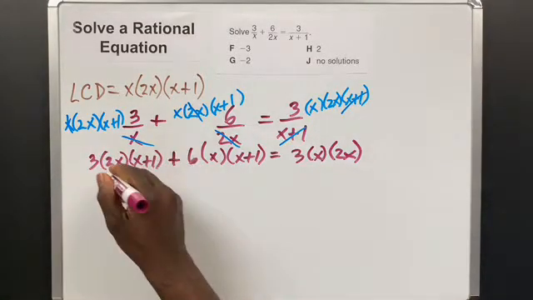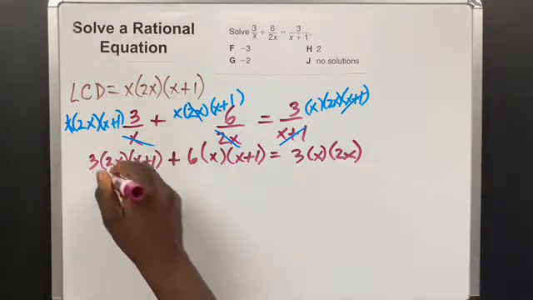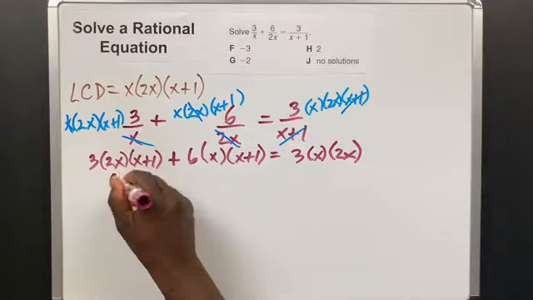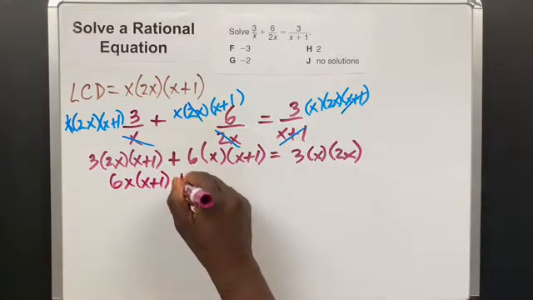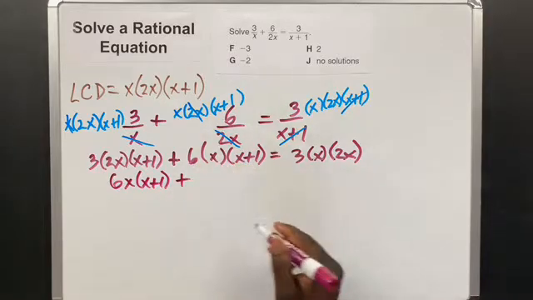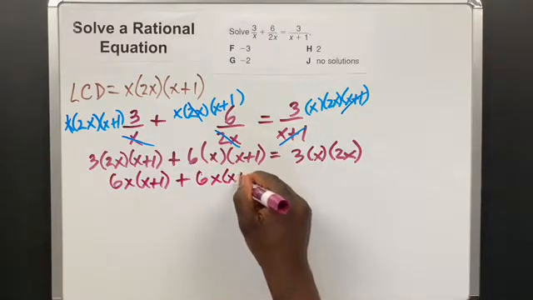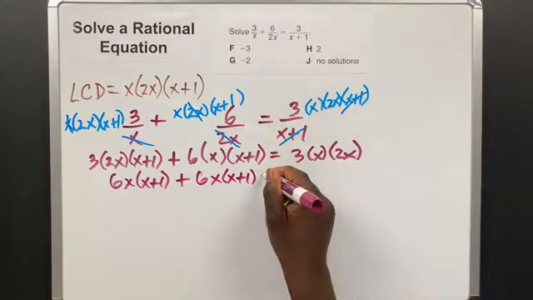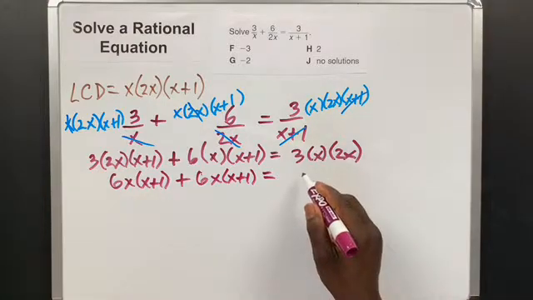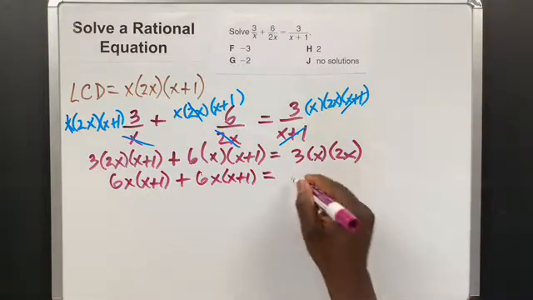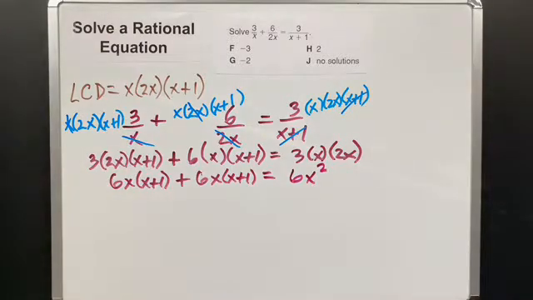Now let's go ahead and simplify. So 3 times 2 times x is going to give us 6 times x plus 1, plus 6 times x plus 1, equals, now 3 times x times 2 times x is 6 times x squared.